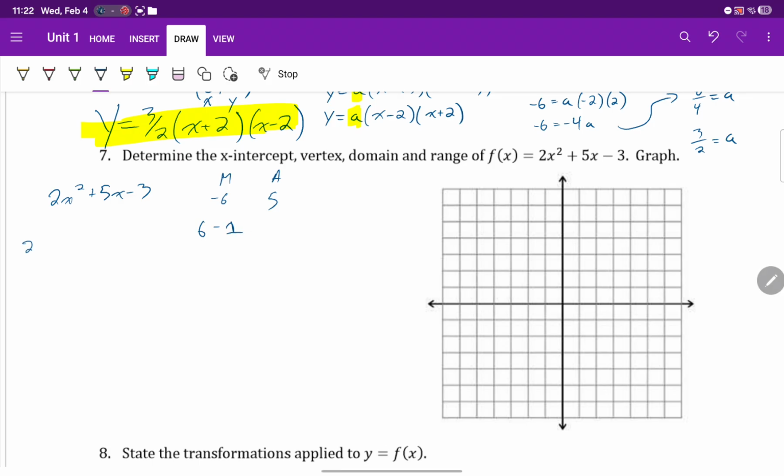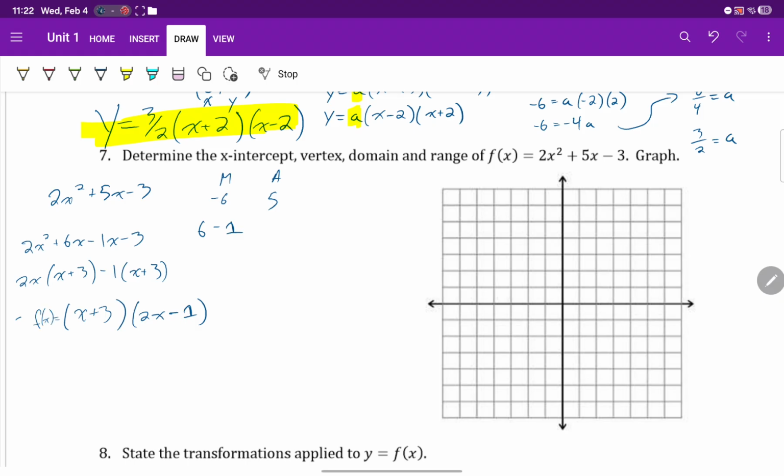Okay, so we get 2x squared plus 6x minus 1x minus 3. I'm going to factor out 2x. I get x plus 3. I'm going to factor out negative 1. I get x plus 3. My factors are x plus 3 and 2x minus 1. Okay, that's my factored form.